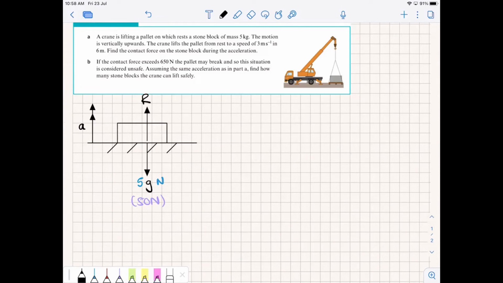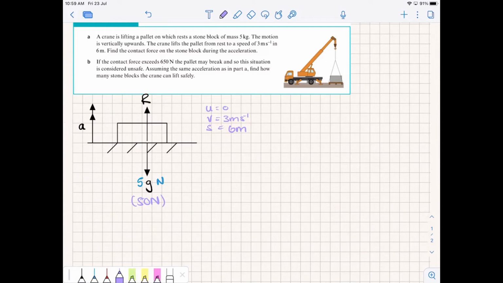Now it's just a matter of listing all the information that I have, right? I can't find the resistance force yet because I don't know the acceleration. So I'm going to just write down every single time all the information that I have. I know the initial velocity is 0 because it starts from rest. They tell me that the final velocity is 3 meters per second. And they tell me that this happens in 6 meters, right? And because it's 6 meters up, we're starting at 0, we're calling ground 0, and we're going up 6 meters. So there's been a positive change in displacement. So it's positive 6 meters.